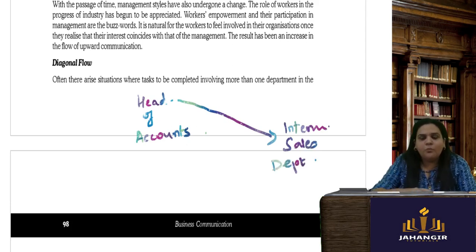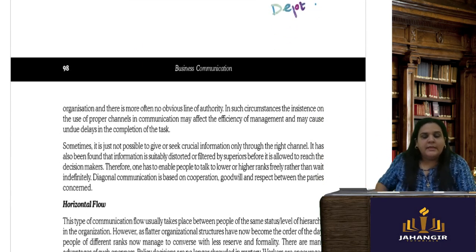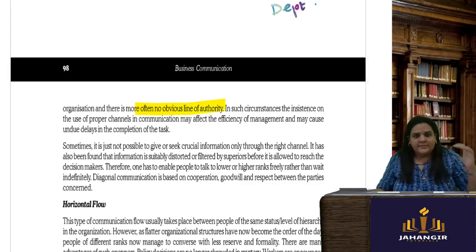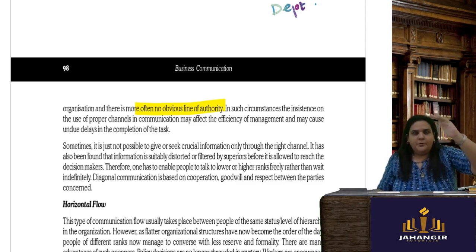Okay, so when more than one department is involved, at that time this diagonal flow will take place. Often there arises a situation where the task has to be completed involving more than one department in the organization, and there is more often no obvious line of authority. Sometimes we don't understand who has the authority where. So in these circumstances, we say that this is the diagonal flow of information.